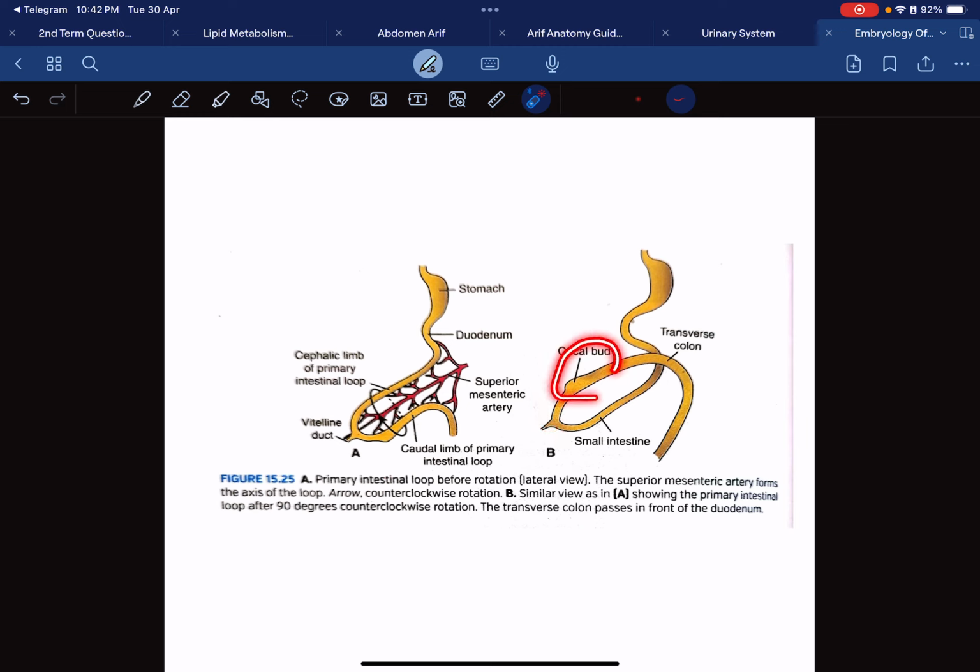This is the cephalic end. This cephalic end forms the distal part of the duodenum, jejunum, and part of the ileum. And the caudal end forms the lower part of the ileum, cecum, appendix, then the ascending colon and the proximal two-thirds of the transverse colon.